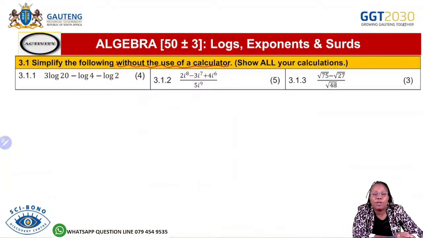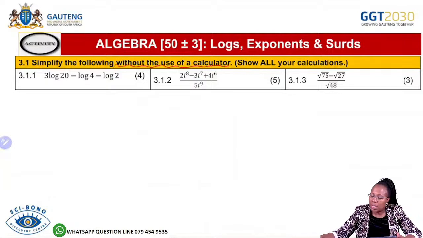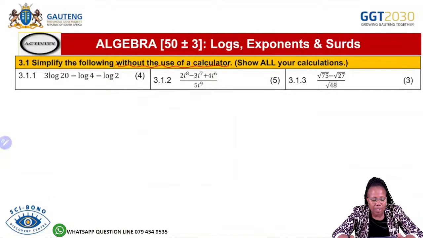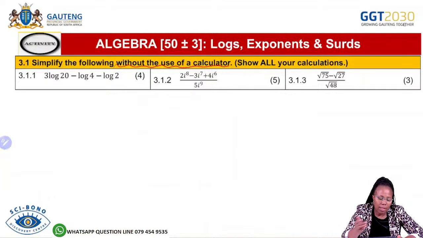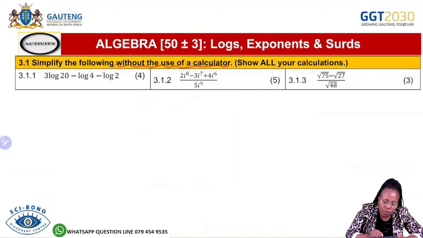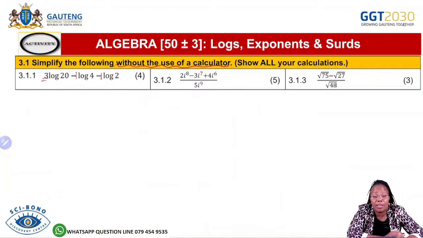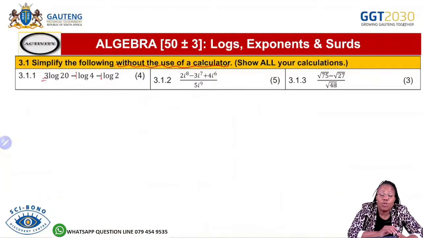And then now with the 3.1.1, we are given 3 log 20 minus log 4 minus log 2. And then if we simplify this, we must write it as a single log, okay? And then now if you look at these other logs, this is coefficient 1 here, 1 there. The only challenge is that one that is having a 3. So we are going to take this 3 back to exponential there.